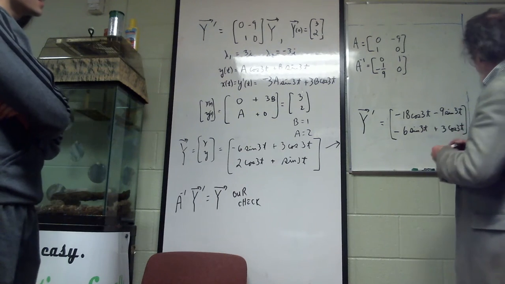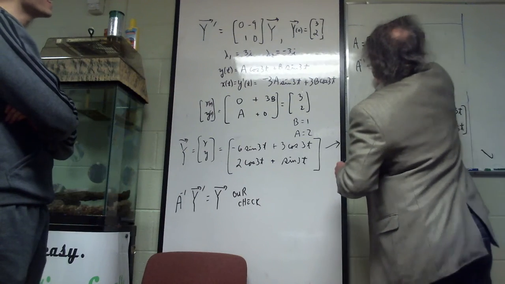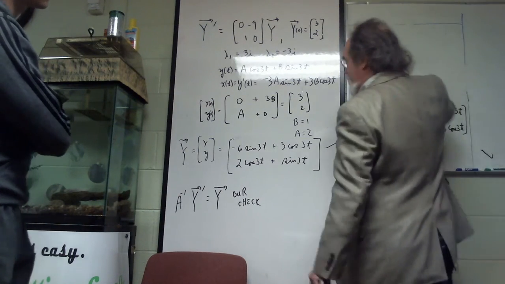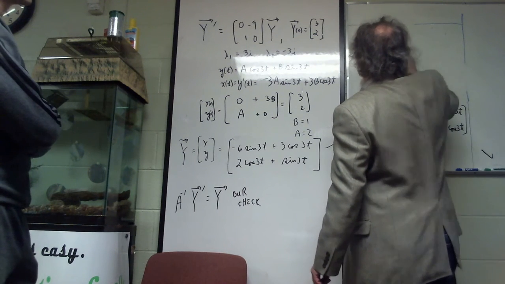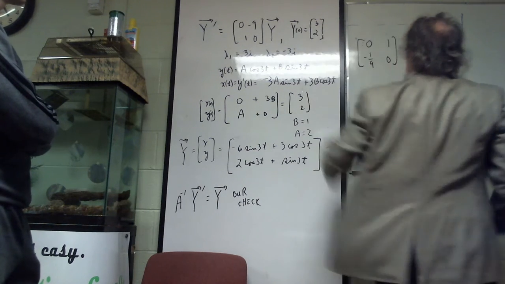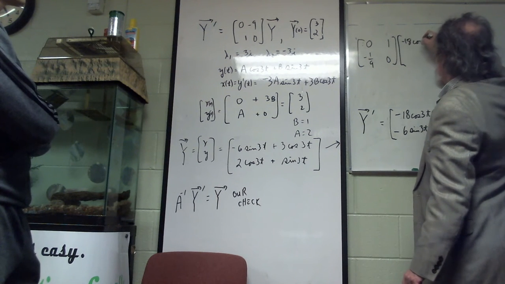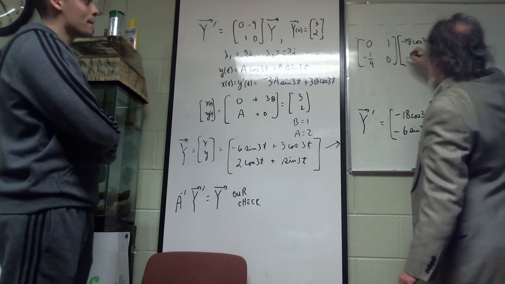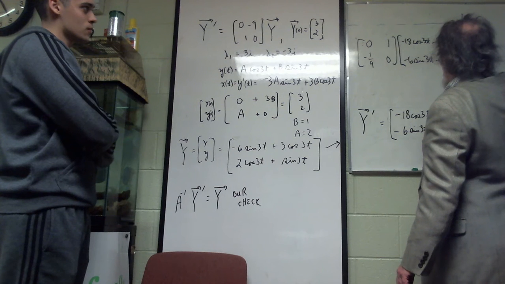Almost. Now I'm going to erase. Almost perfect, except for the numbers. You're off by a constant. So I'm going to do that matrix. I hope I can remember it. It's going to be the matrix 0, negative 1/9, 1, 0. Is that right? I think so. It should be, yeah, that looks good. And it's times this thing, the negative 18 cosine 3t minus 9 sine 3t, negative 6 sine 3t plus 3 cosine 3t.